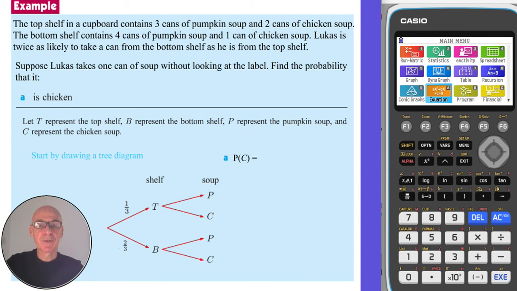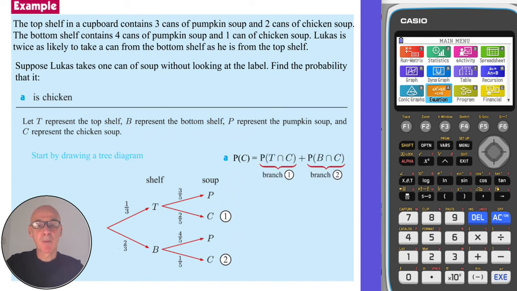Now the top shelf has 5 cans of soup, 3 of which are pumpkin. So the probability is 3/5. 2 cans of chicken soup, so the probability is 2/5. And on the bottom shelf, 4 cans of pumpkin, so that's 4/5. 1 can of chicken, so that's 1/5. Now we're asked to find the probability that he picks a can of chicken soup. So let's identify which two branches of the tree diagram that is. And I've labelled them 1 and 2.